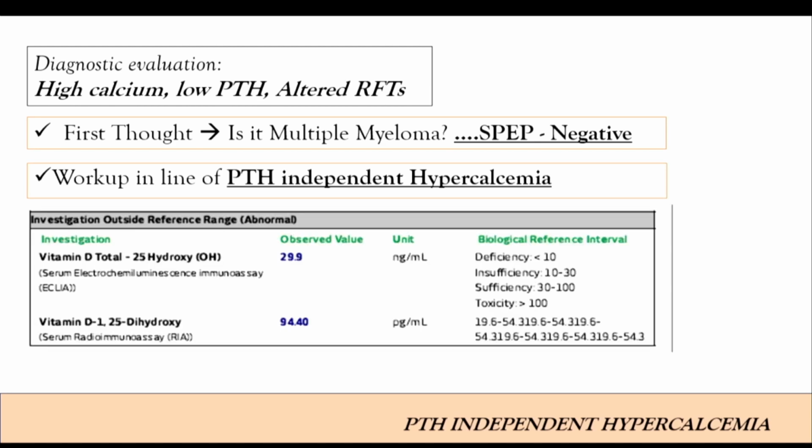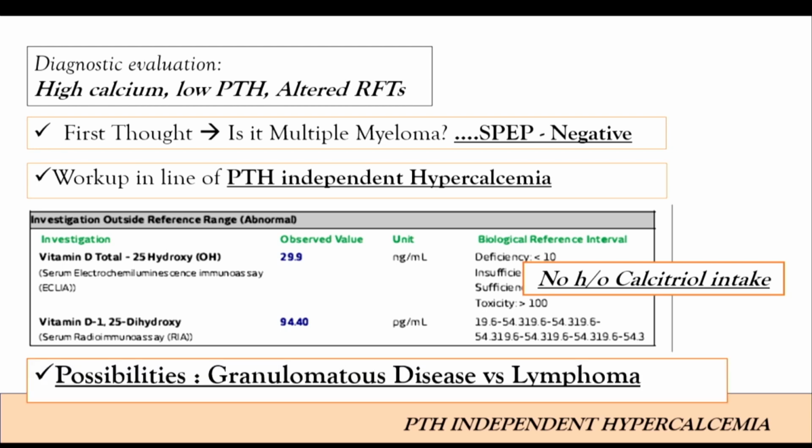Vitamin D was done, it was 29, so it is normal. But 1,25 hydroxy vitamin D was 94. The upper limit is 54, so it was significantly high. And in this patient, the drugs were checked thoroughly. There was no history of calcitriol intake. So this 1,25 vitamin D is coming from somewhere. So it has to be either granulomatous disease or lymphoma.